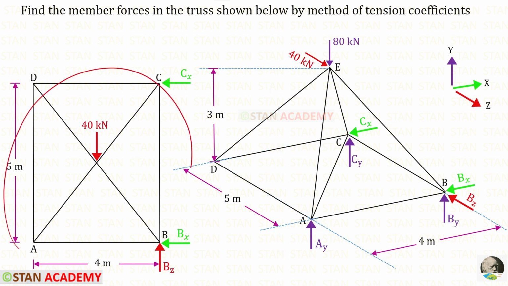In the top view, we cannot see the load in the y-axis. Also, we can't see the reactions in the y-axis. We need to find these reactions. You can see that in the Z direction, there is only one reaction, BZ. Since there is only one, we can find it very easily.